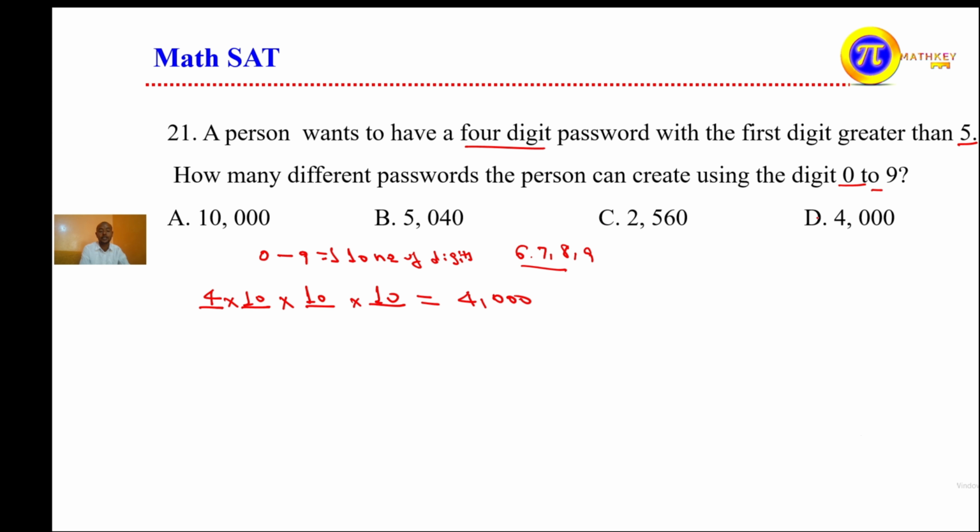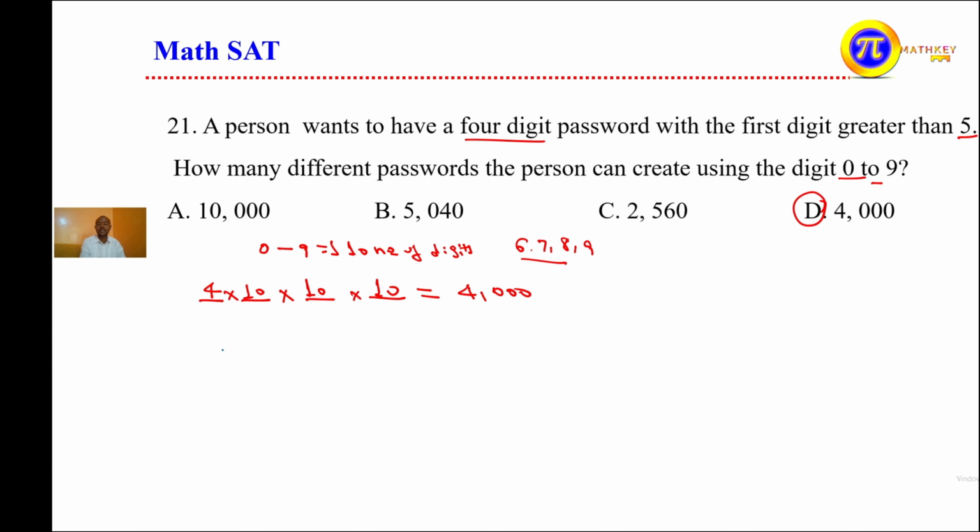Which one is the correct answer? The correct answer is D. If the statement says that repetition is not allowed, or without repetition, the first one has 4 options. As the second, one is already used, so he has 9 options in the second case.